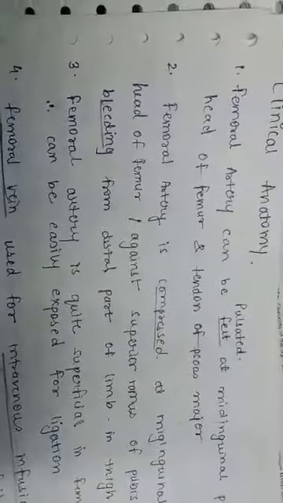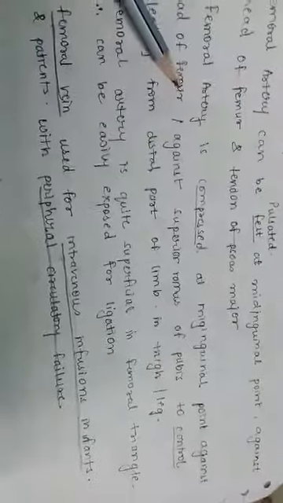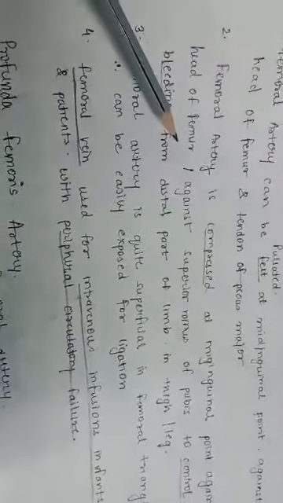Clinical anatomy of the femoral artery. It can be pulsated or palpated at the mid-inguinal point against the head of the femur and the tendon of the psoas major muscle. Second is the compression of the femoral artery at the mid-inguinal point against the head of the femur, which can be used to suppress the bleeding at the lower or the distal part of the leg and the thigh.